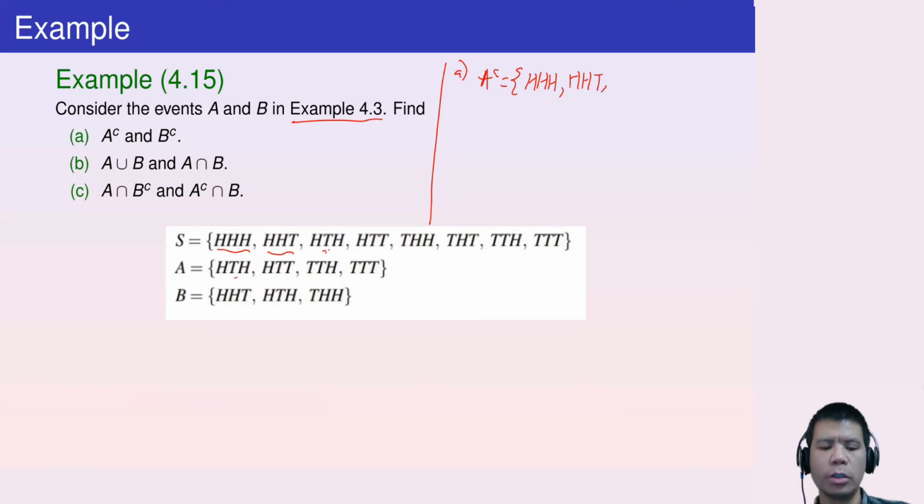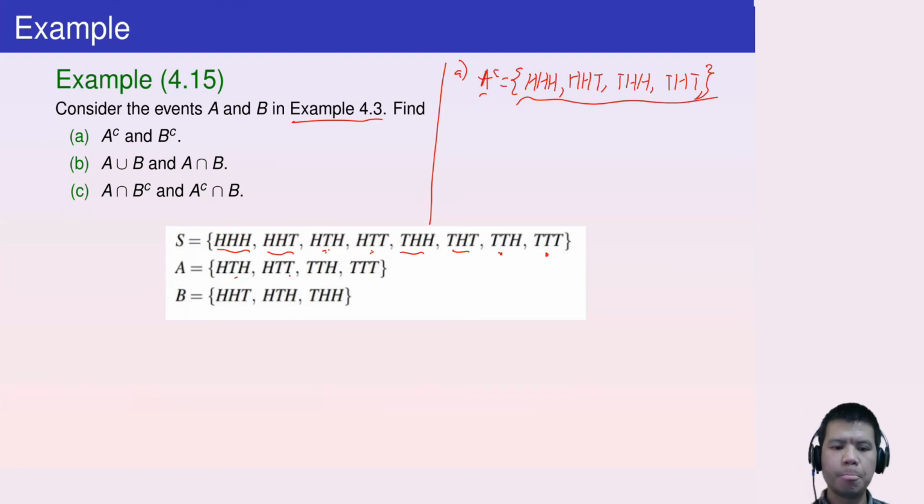And this one is in A, so we do not do that. This one is also in A. This one is not in A, right? So it's in the complement. And this one is not in A, so it's also in the complement. This is in A, this is in A, right? So therefore, these are all the outcomes that are not in A. So A complement is a set consisting of all these outcomes that are not in A.